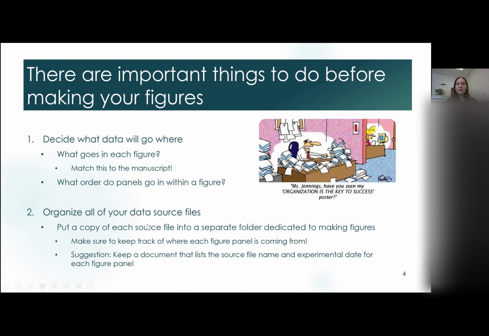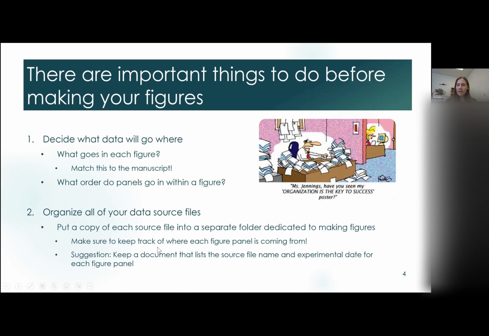Now, the second thing, and this is one of the most important things, and one that I think is easy to forget: organize all of your data source files. It is really, really critical, even more now than ever before, because many journals are now asking to see raw data. It's really important that you can provide all of the raw data files for every piece of data that goes into your figures. There's not just one right way of doing it, but I'm going to let you know what I have found to be a useful strategy.